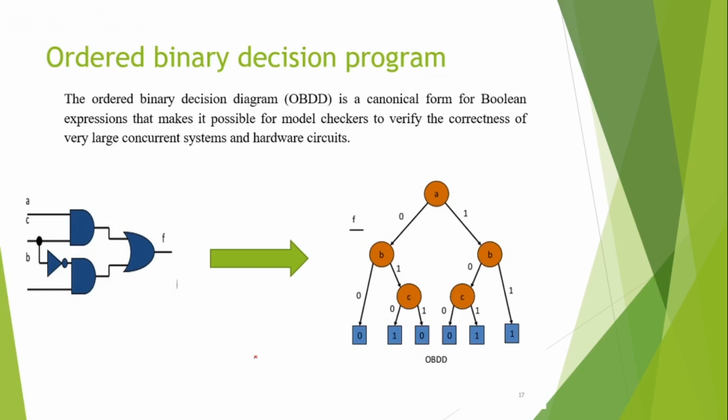Next, this is one example of a standard form, a canonical form, for Boolean expressions. You can see that this is a Boolean expression represented in the form of Boolean gates, and it can be converted into a standard form like this. This form is called OBDD. OBDD stands for Ordered Binary Decision Diagram. What's the use of it? It is a model that helps us check or verify the correctness of very large concurrent systems and hardware circuits.